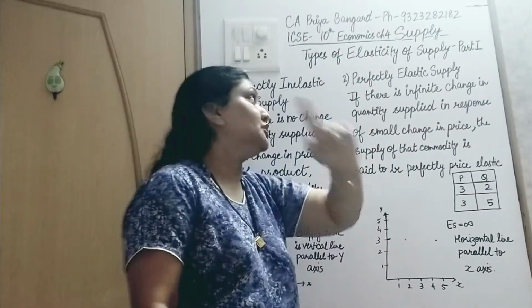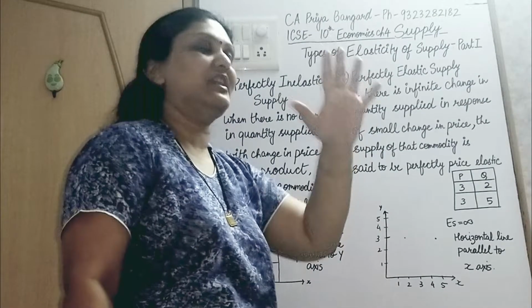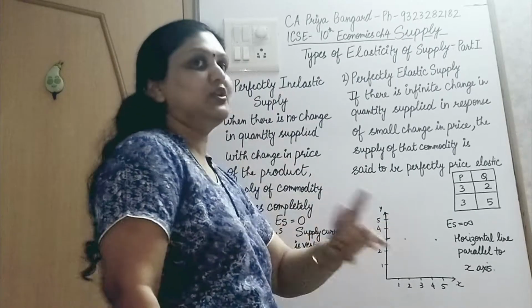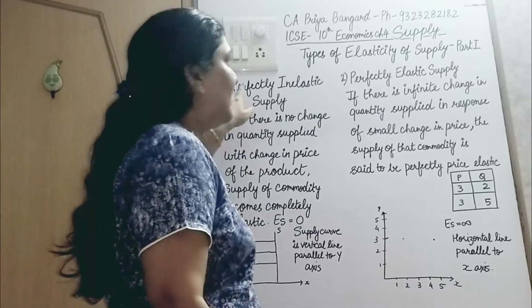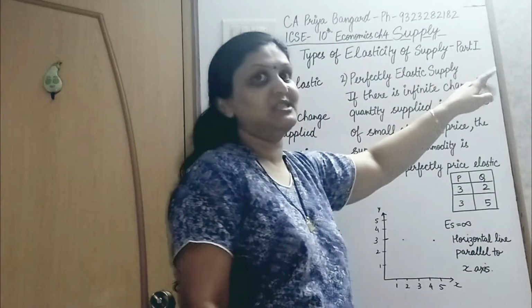Elasticity of supply. New topic. There are 5 types of elasticity of supply. In this video, we will be doing the first two: perfectly inelastic supply and perfectly elastic supply.